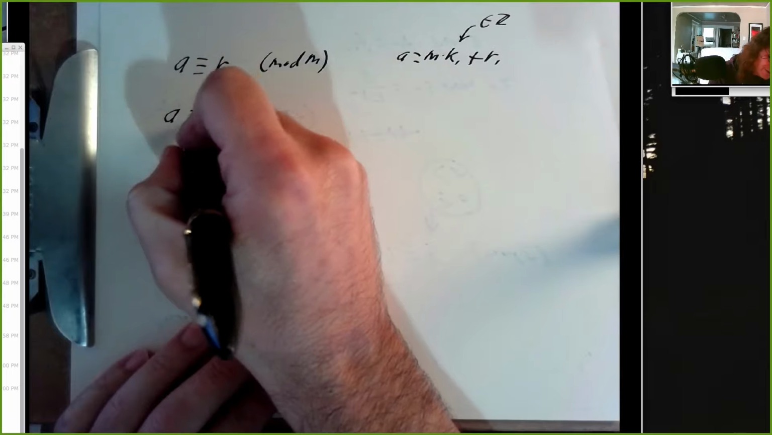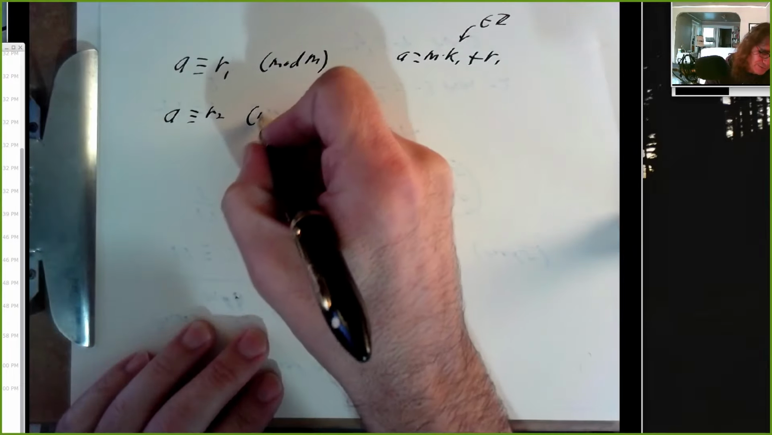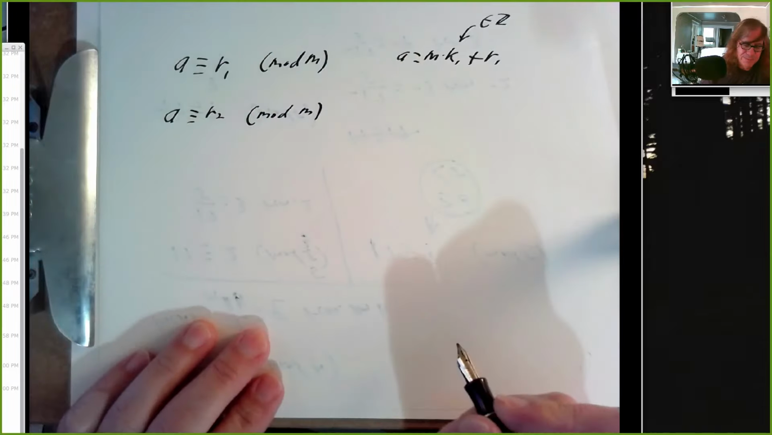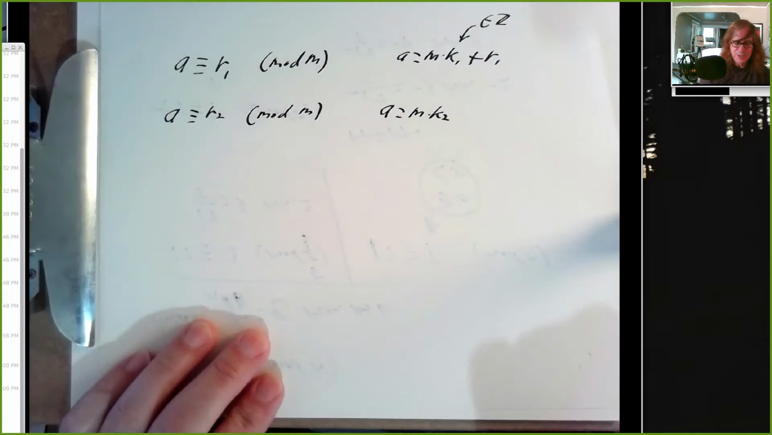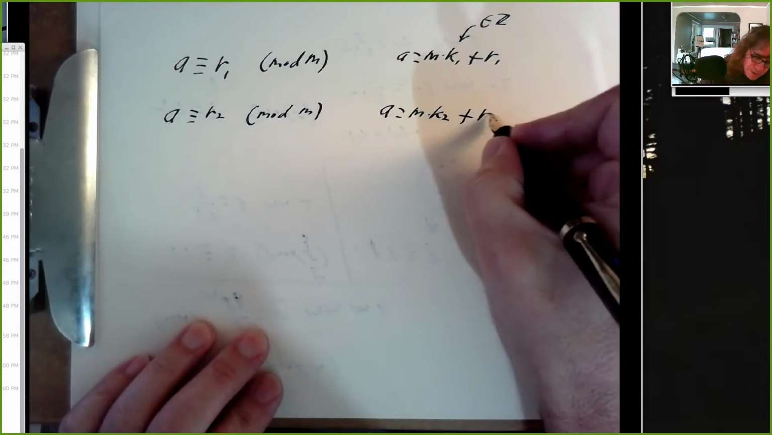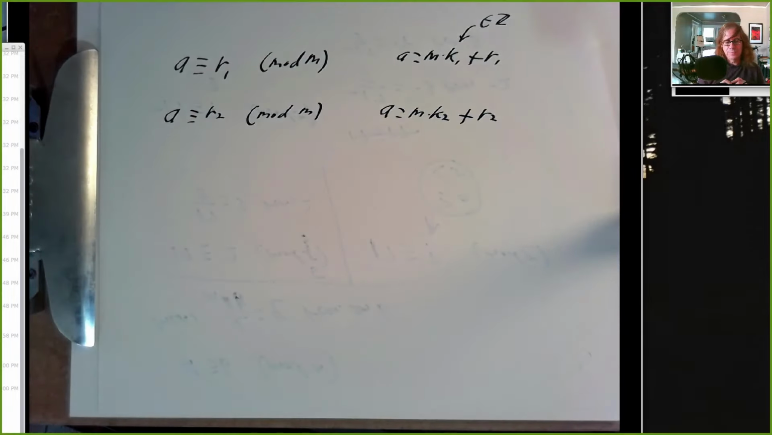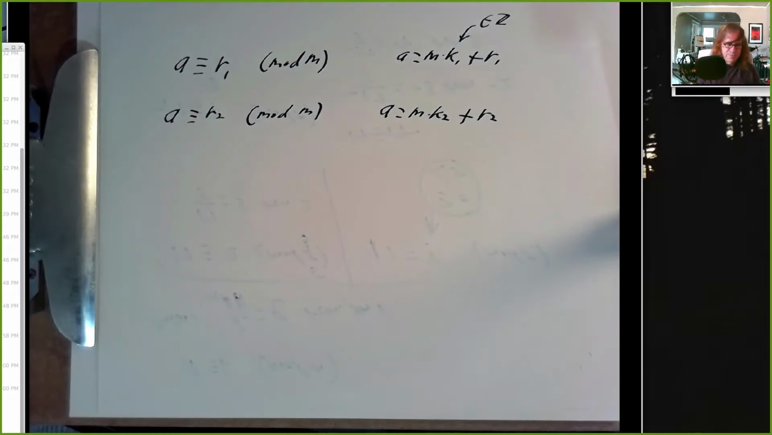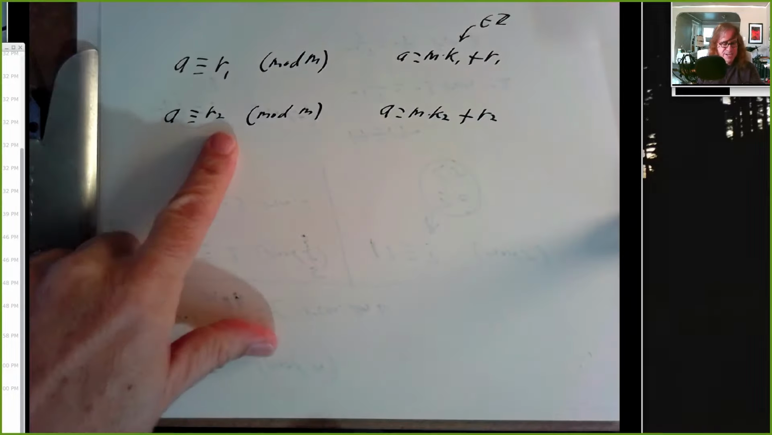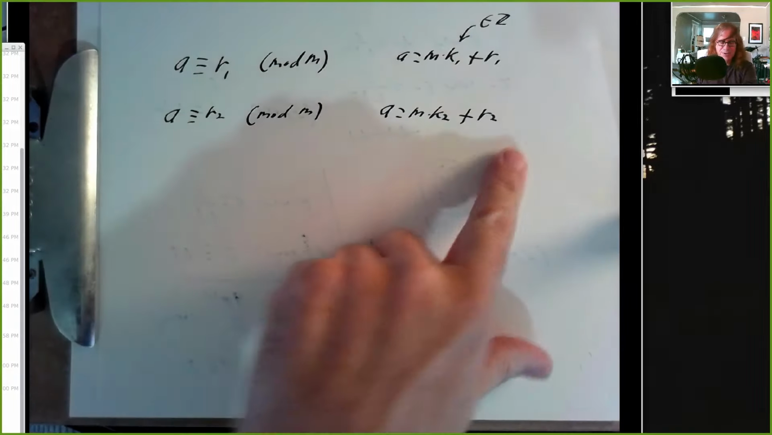Well, suppose A is also congruent to some other value, r2, modulo m. Well, that means A can be written as m times some other integer k2 plus this other remainder r2. And we're not worrying about the requirement right now that these have to be between 0 and m minus 1. We're just thinking of this as saying that if you take A and divide it by m, you have r2 left over.